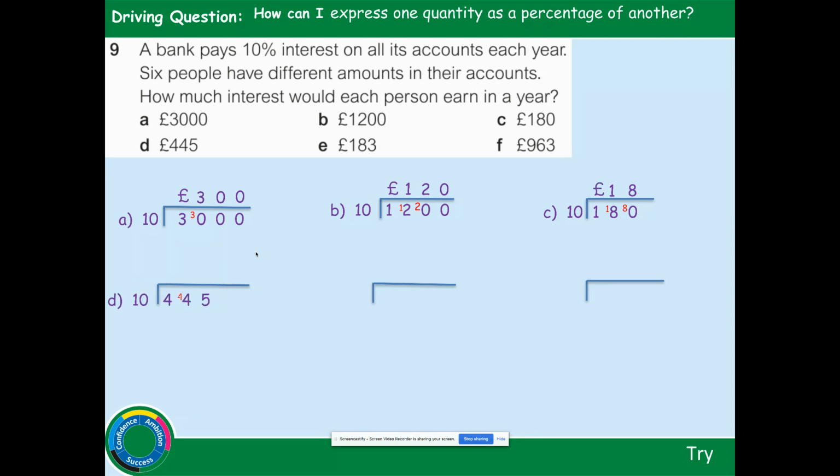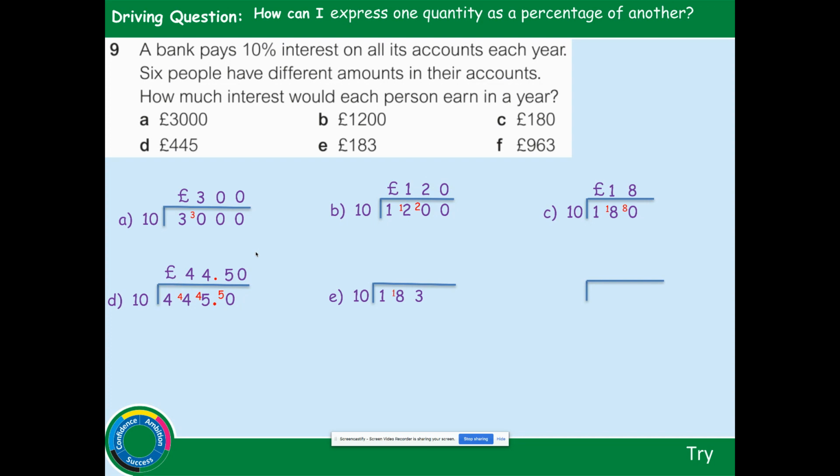10 into 4 doesn't go, 10 into 44, remainder 4. We have a remainder of 5, so we've got to put our decimals in, put our remainder and put a 0 to give that 5 some value. And remember, because it's money, we need to add a 0 on the end to make it 50p, £44.50.